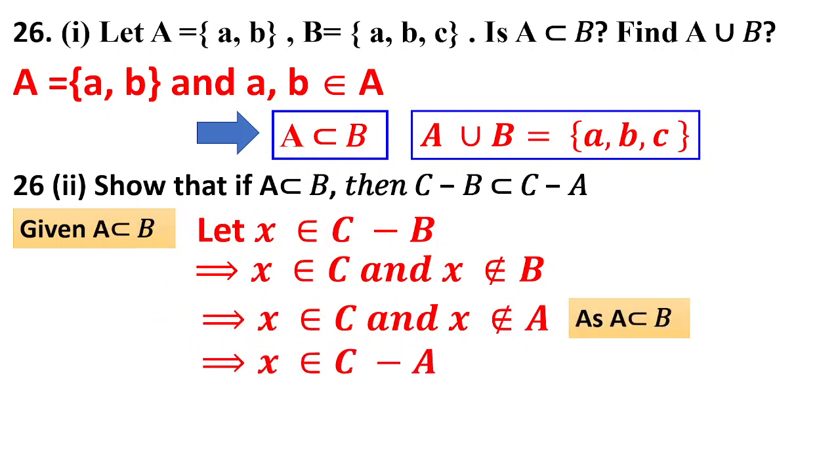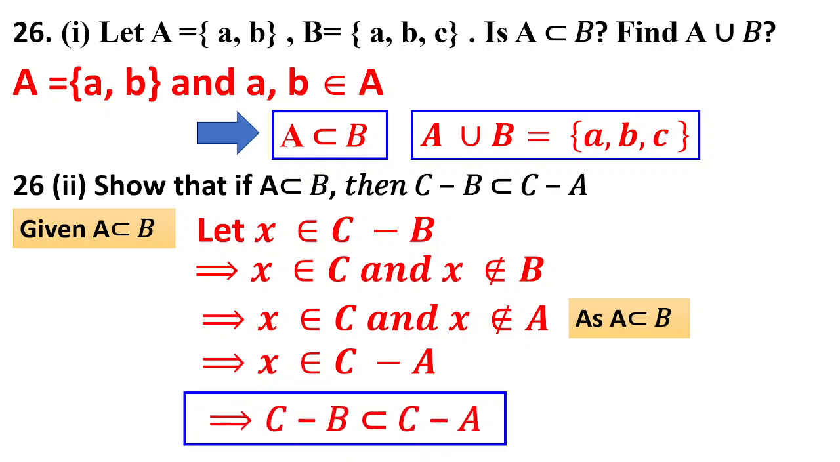Therefore, it is an element of C minus A. It is in C, not in A. We started with an element from C minus B. We have proved that that element is also in C minus A. Therefore, C minus B is a subset of C minus A. This can be proved by taking examples also.